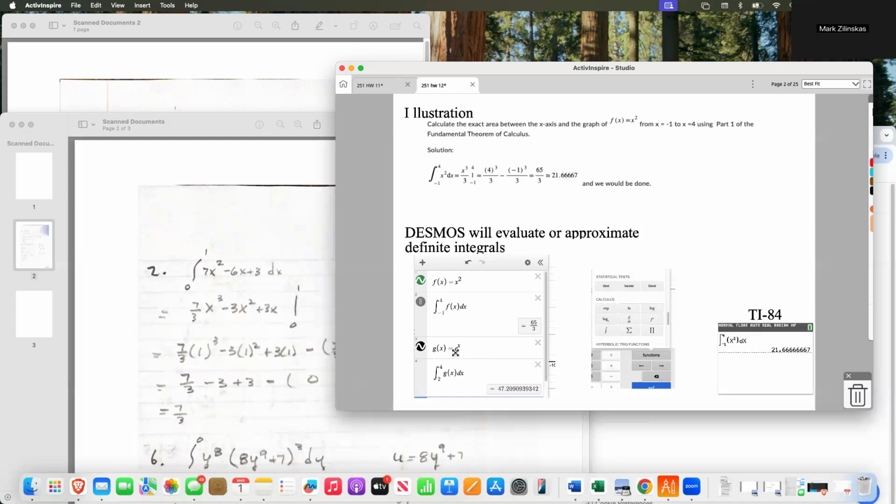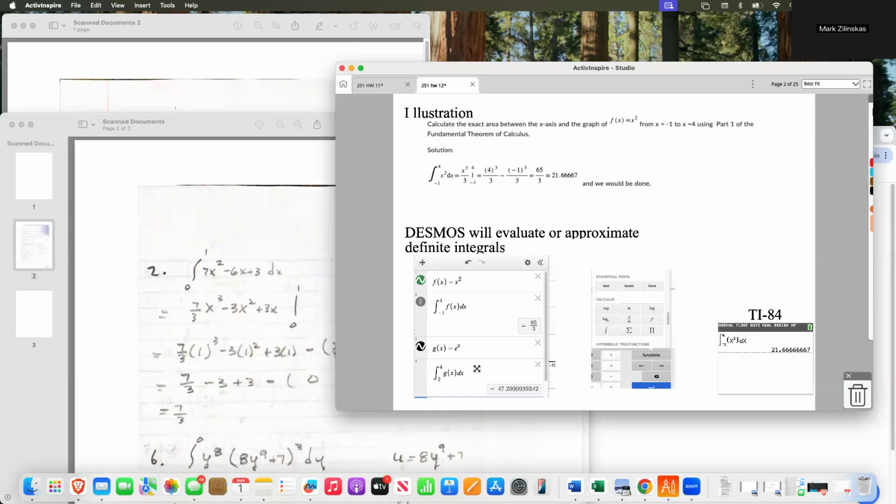So if I find the antiderivative of e to the x, which is just e to the x, then I'm going to take e to the fourth, right? e to the fourth minus e squared. And I can't simplify that any further if I want the exact value.